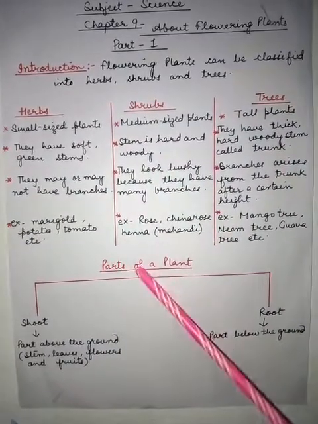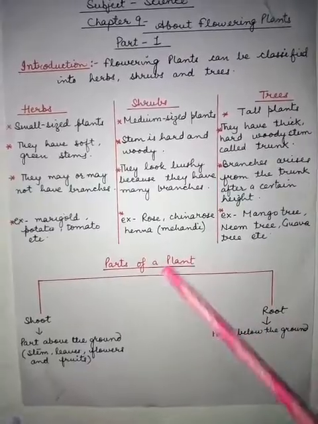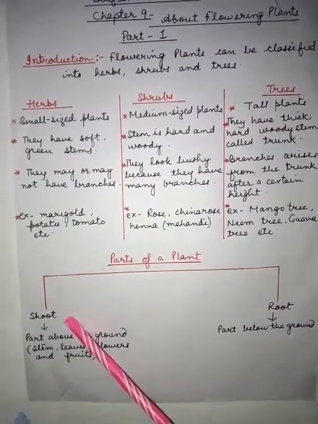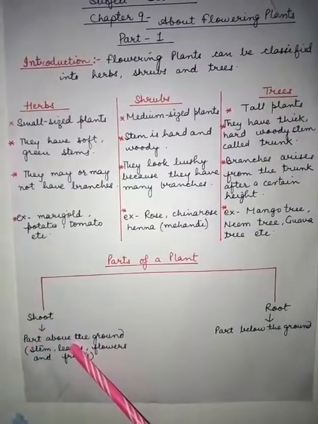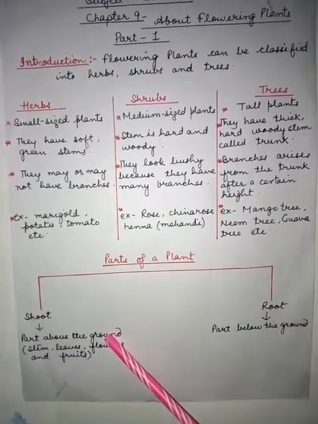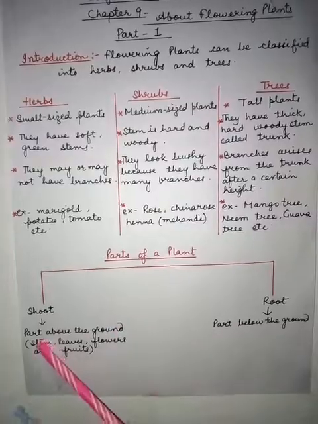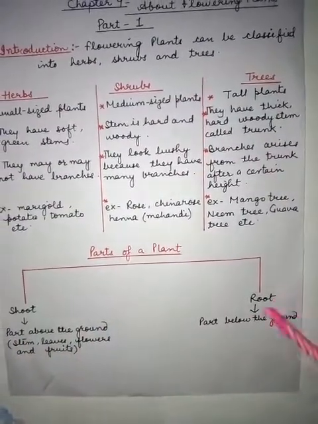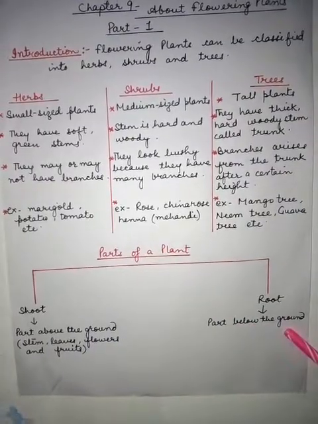Now the next topic is parts of a plant. There are two parts of a plant: shoot and root. What do you mean by shoot? The part which is above the ground, the part which we can see, like stem, leaves, flowers and fruits. And root is the part below the ground.